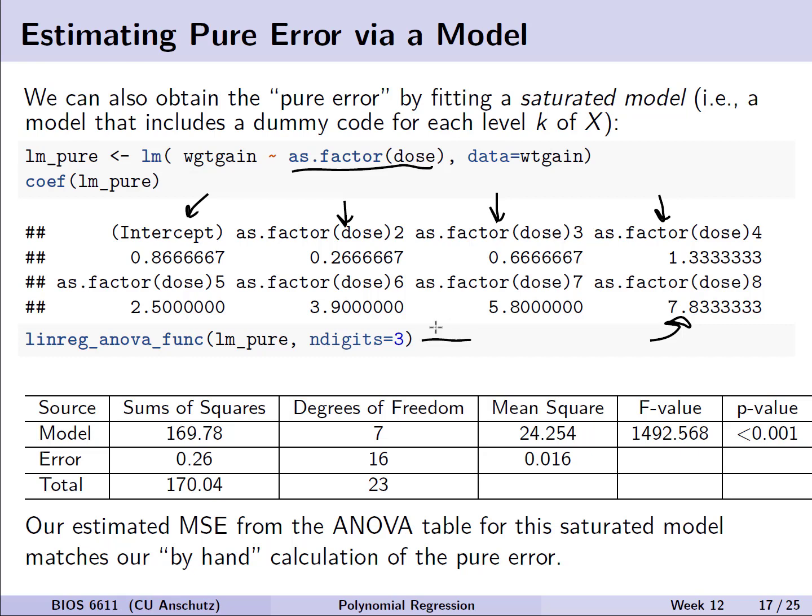We can also then use our ANOVA function that we've introduced previously to calculate an ANOVA table. Here we then see we get the same approximate estimate for the mean square error of 0.016. So it can be much more efficient and quick, especially if we don't have a small data set like we do in this case, to just use this coding structure to then get this pure estimate of the error from the mean square in the ANOVA table.